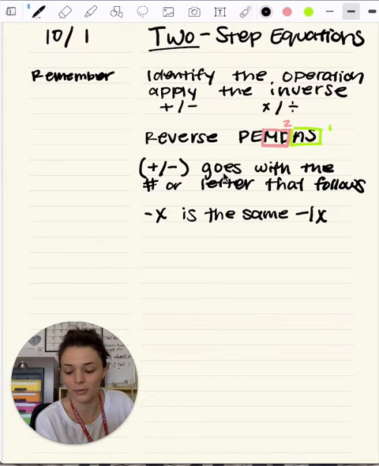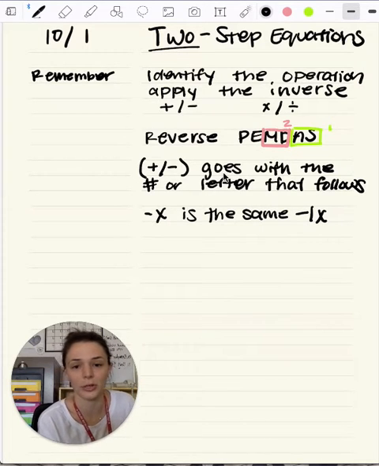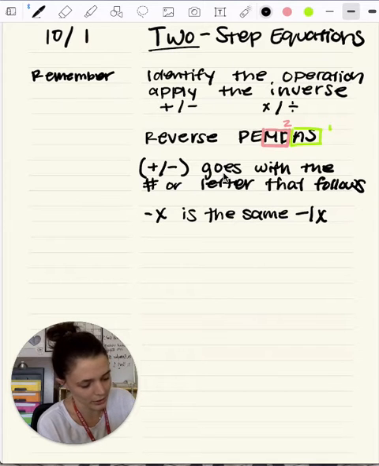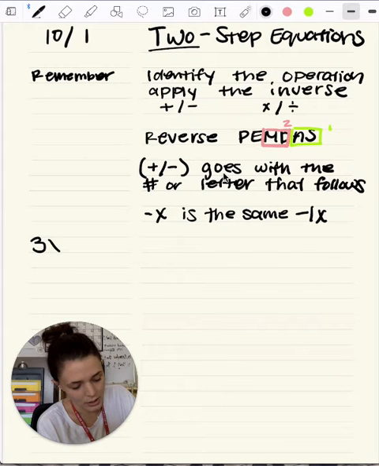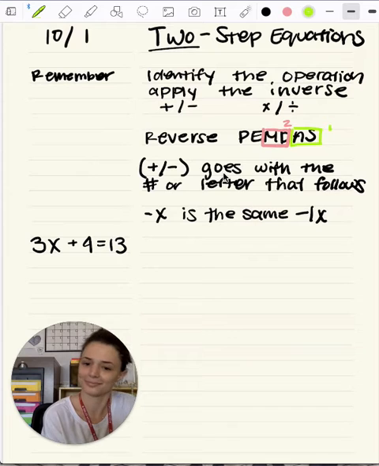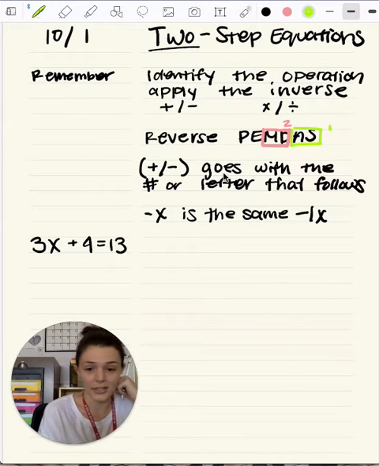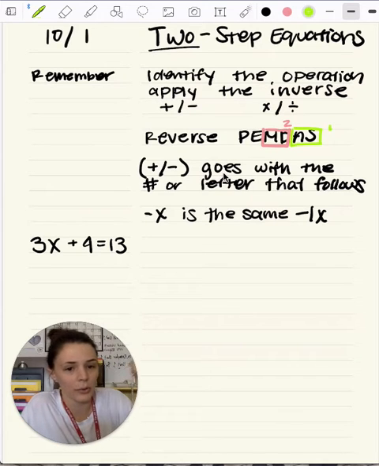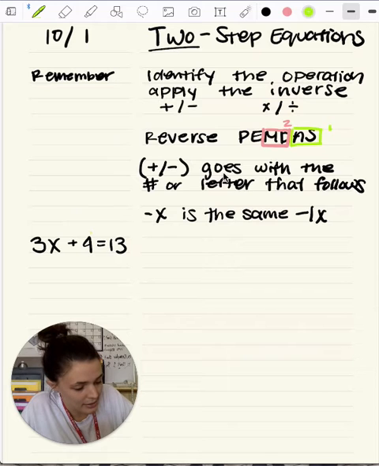All right, so now that we remember all of those things about solving two-step equations, we're going to start out with a pretty simple example. So our first example that we're going to do together is 3x plus 4 equals 13. So you want to write that in your left-hand column. Now we want to see what are we going to do first. So addition or subtraction comes first. I see a plus 4 right here.